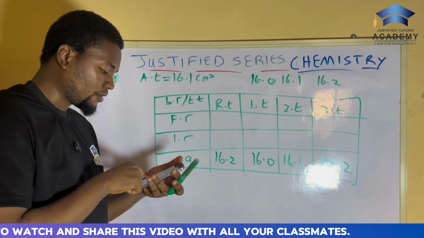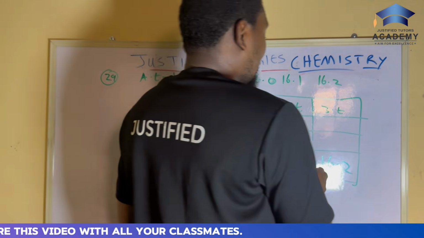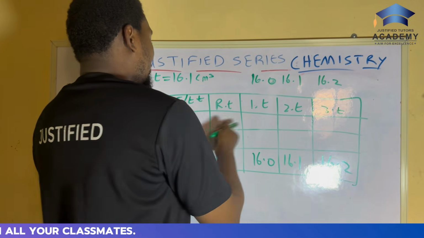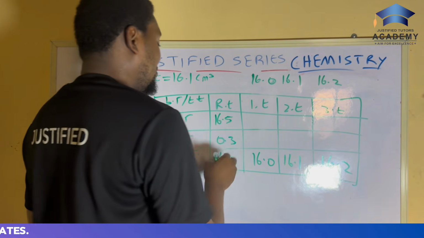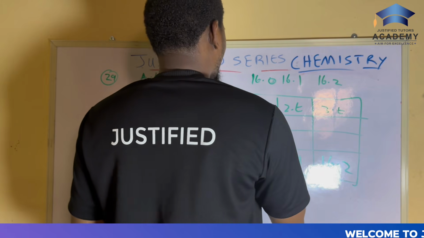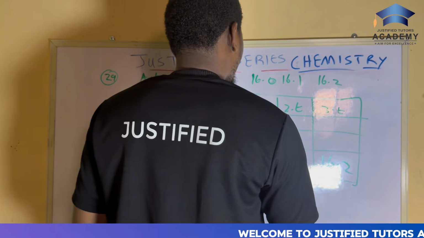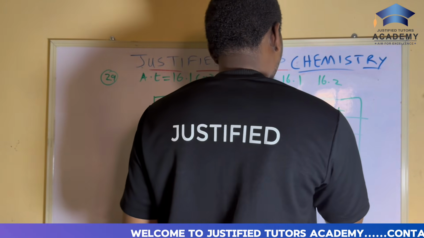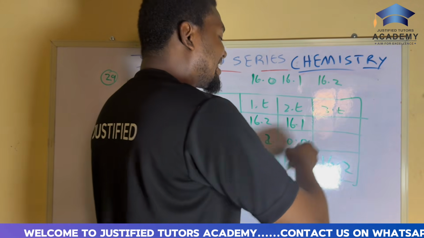So now, 16.2. Let's start from here first. This one I can say should be 16.5. Here should be 0.3. Give me 16.2. Here should be 16.2. Here should be 0.2 as well. Yes. Then here can be 16.1. Here should be 0.00. You can see it from my table. See, this is very, very simple.